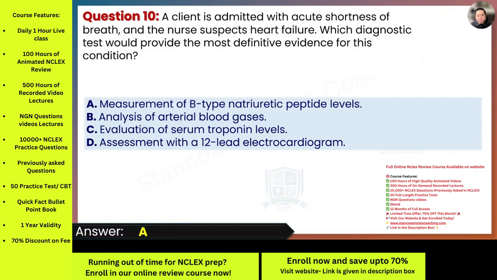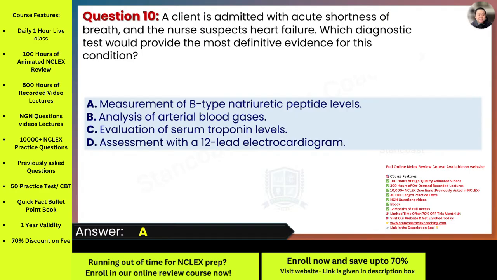Now, what about letter C? Evaluation of serum troponin levels. This is primarily used to detect myocardial injury, particularly in acute MI. And we know that heart failure can cause mild troponin elevation due to the stress on the heart, but troponin is not a specific marker for heart failure itself. This is much more helpful for ruling out MI in a patient who might have both conditions, but it would not be the go-to test for heart failure diagnosis.